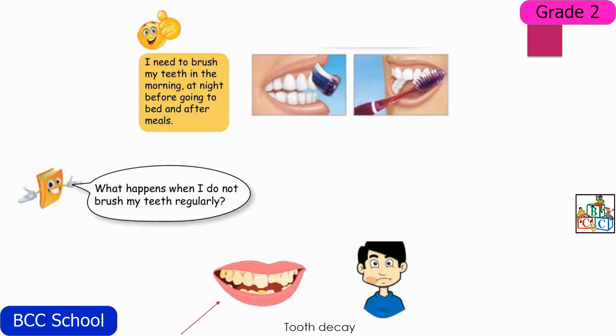Every morning and every night to prevent tooth decay, yellow teeth, so that your teeth can stay white. You need to brush it every day. Okay? Now let's look at the food that you should eat and the food that you should not eat because they are food that can destroy your teeth. Let's look at this.